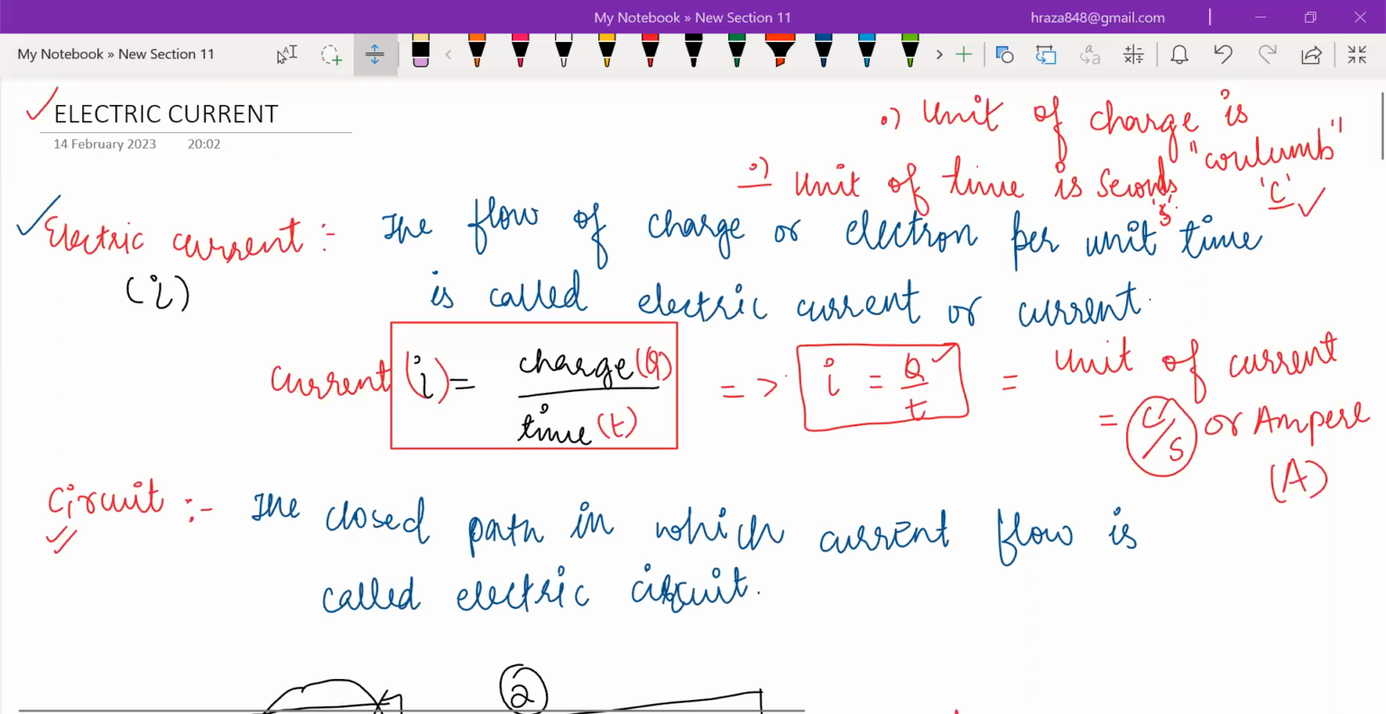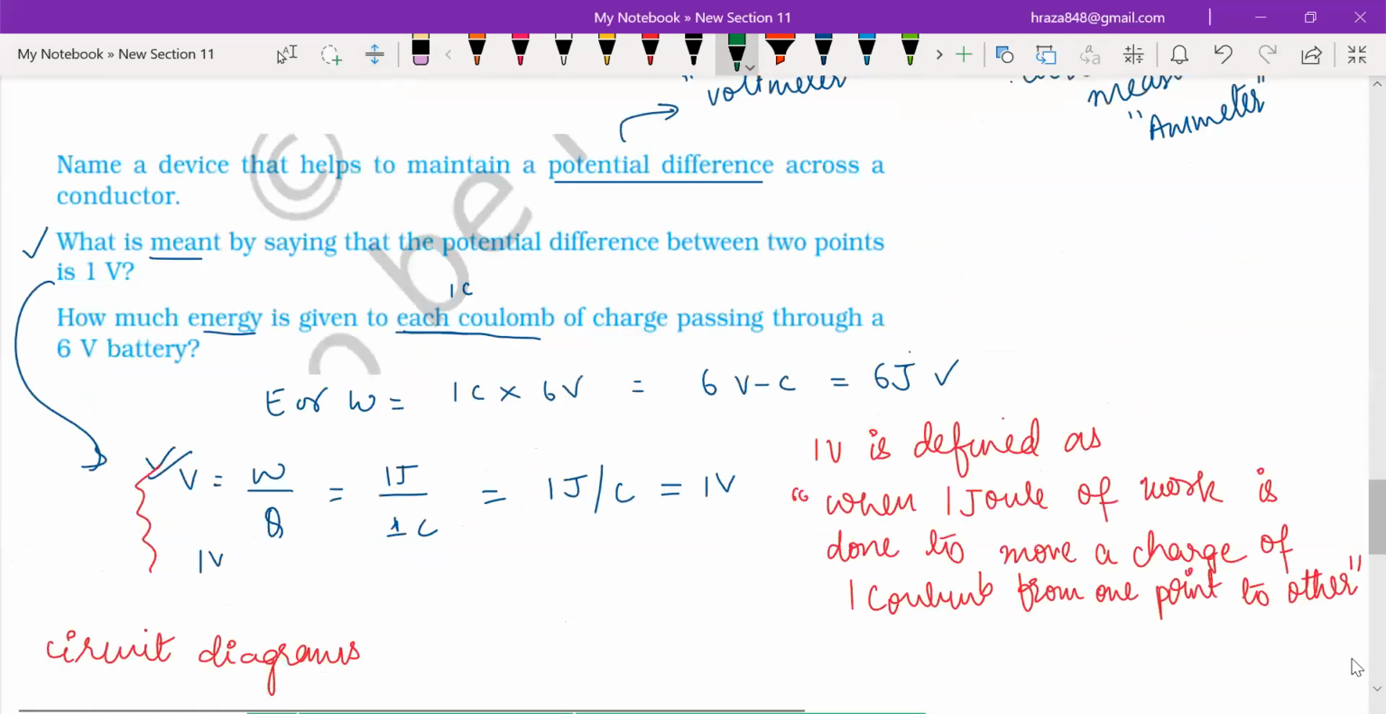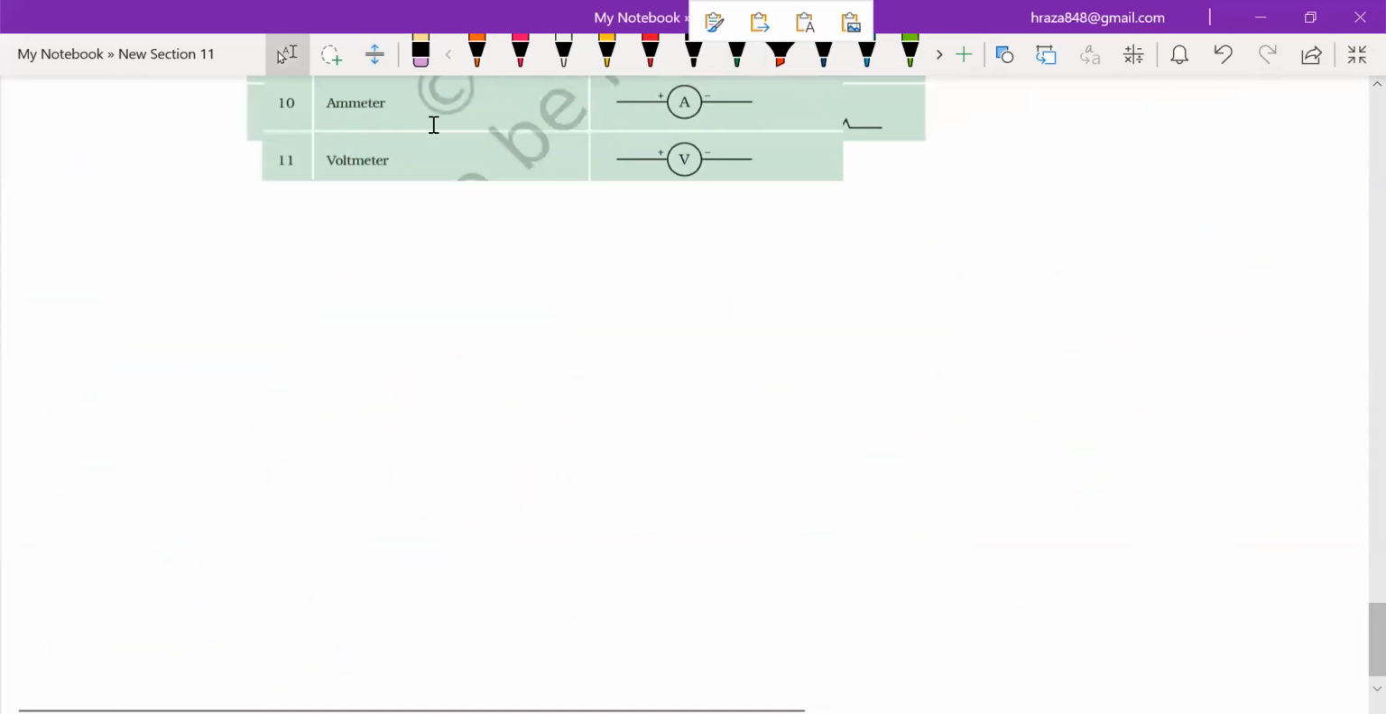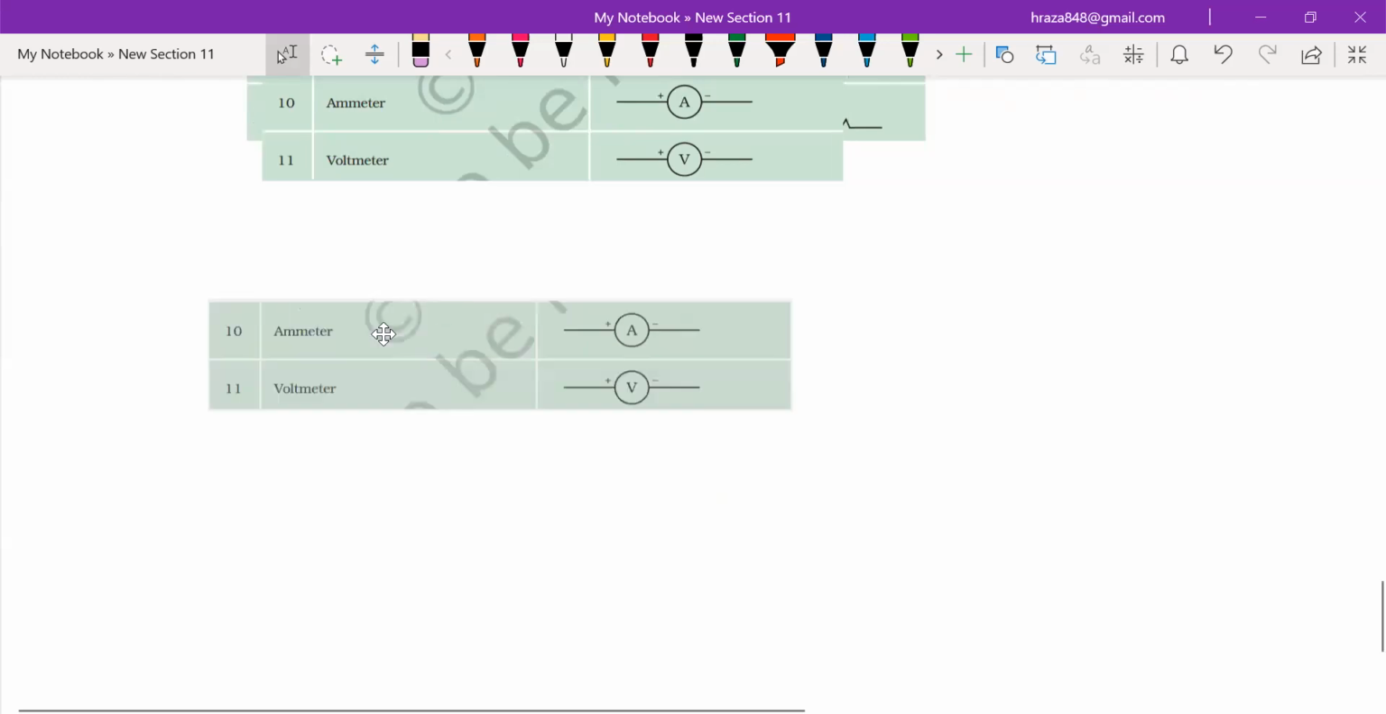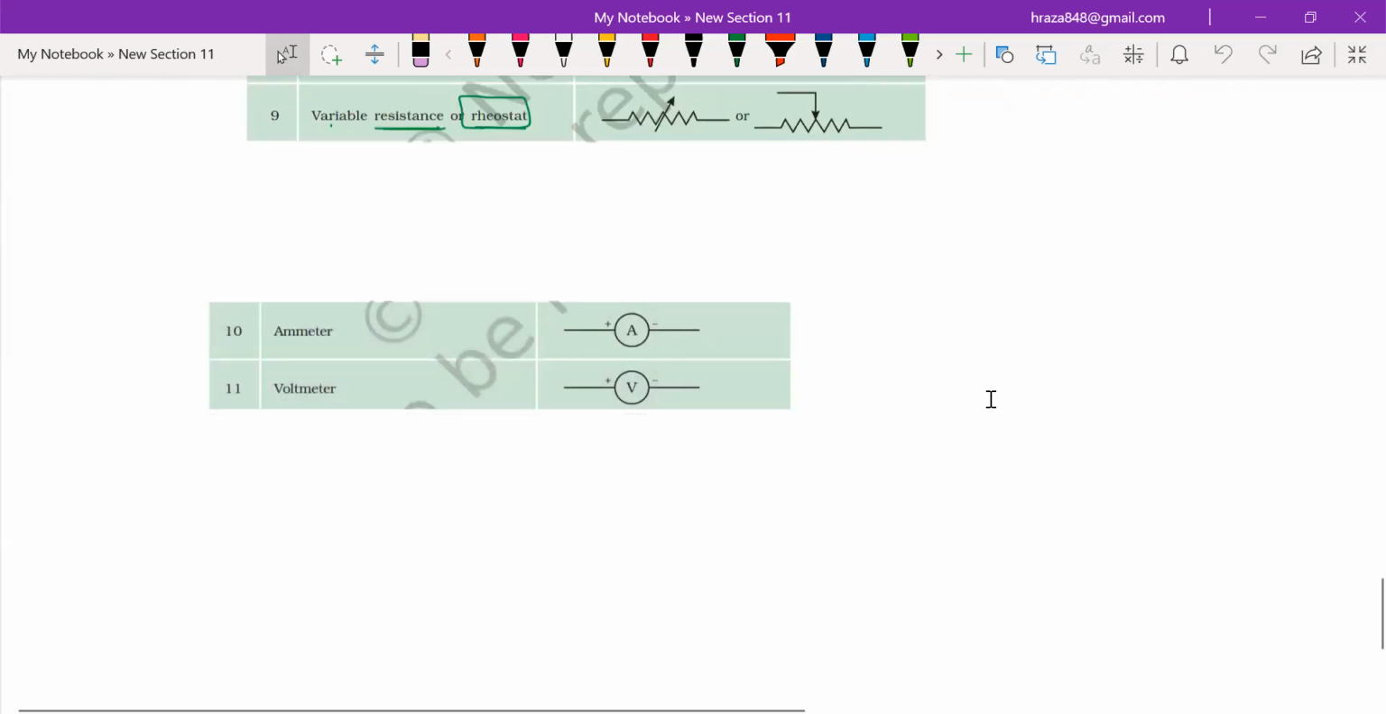And also this part. Wait a minute. The ammeter and voltmeter are also very important. This is the representation or symbol of an ammeter and voltmeter. Is that clear? Yes, sir. So this is very easy, right? Yes, sir.